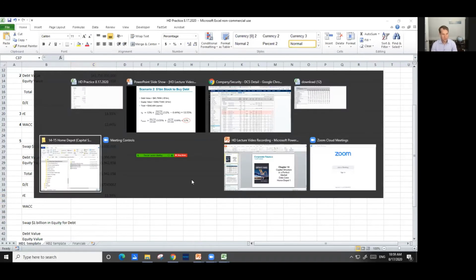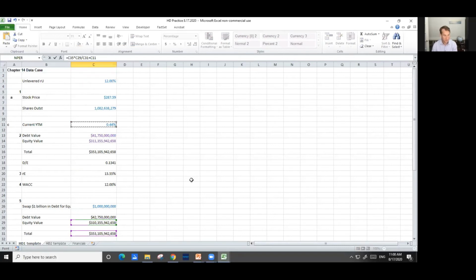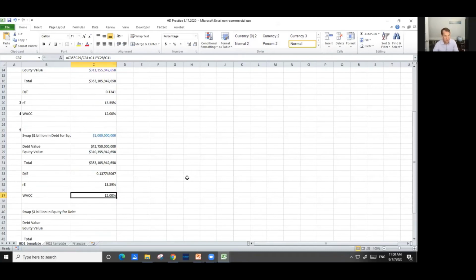And then let's calculate weighted average cost of capital without tax. So it will be cost of equity times the weight of equity plus cost of debt times weight of debt. Very similar calculation as we just did. And it gives us 12% WACC, the same as in the base case.